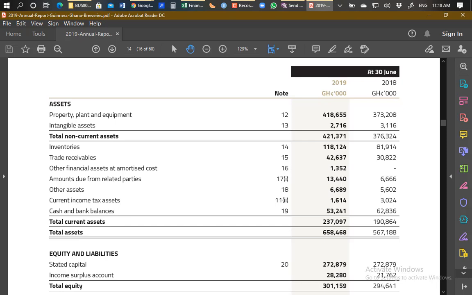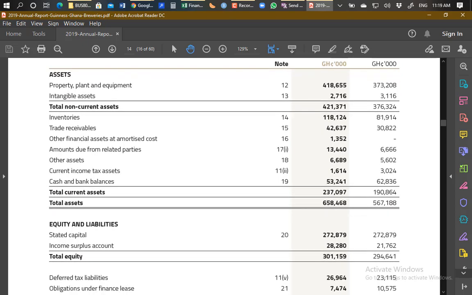And then we also learned about the categorizations in each of the elements. So when you find assets, you see here, it's listing the non-current asset first. So property, plant and equipment, intangible asset, giving us total and current assets. Then we have the listing of all the current assets. Then we total, then we have total current assets. The addition of the non-current assets and the current assets gives us total assets. For 2019, the value is 658,468,000, and we have the comparative figure for 2018.